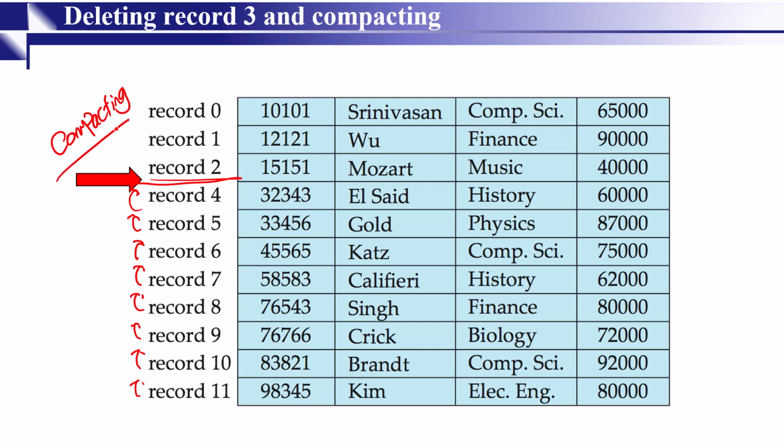This ensures no empty space remains, but it requires moving all subsequent records. This is computationally expensive.